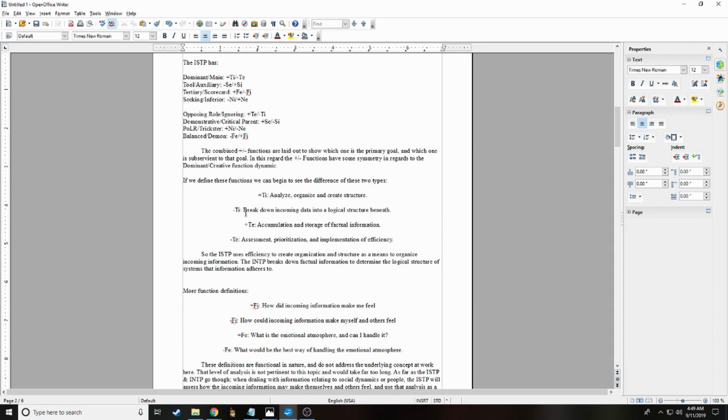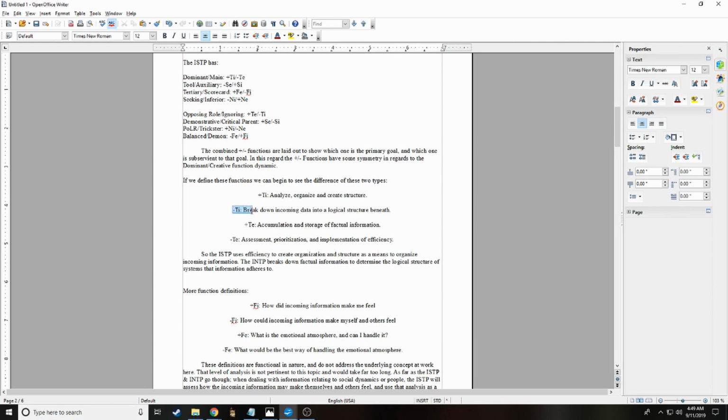world. So positive TI is analyze, organize, and create structure. Negative TI is break down incoming data into a logical structure beneath. So structure. Positive TE is accumulation of storage of factual information. So just taking the basic information as it is. Negative TE is assessment, prioritization, and implementation of efficiency. This negative TE will encompass, to some regard, this positive TE.